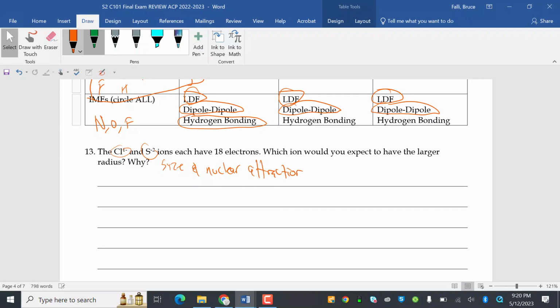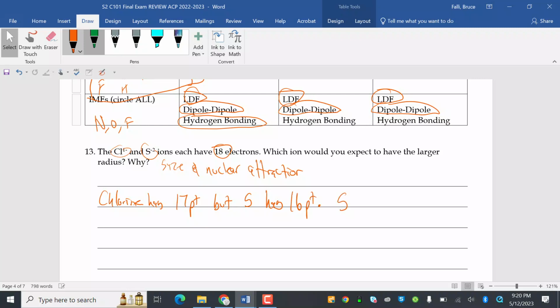So the size of both of them, they both have 18 electrons. So that means I'm down to my nuclear attraction. Chlorine has 17 protons, but sulfur has 16 protons.